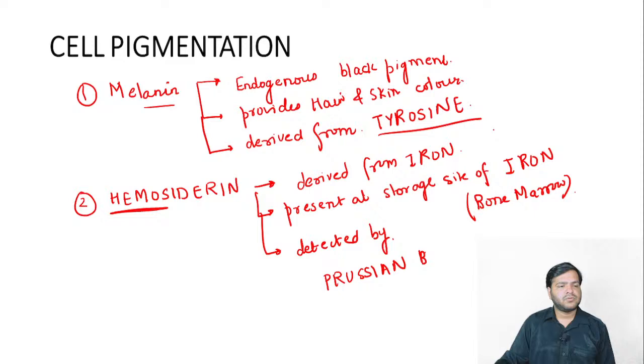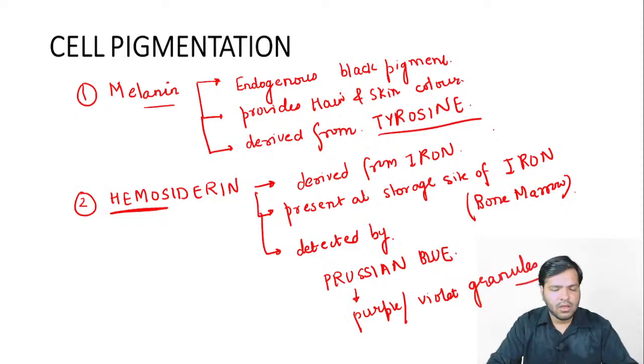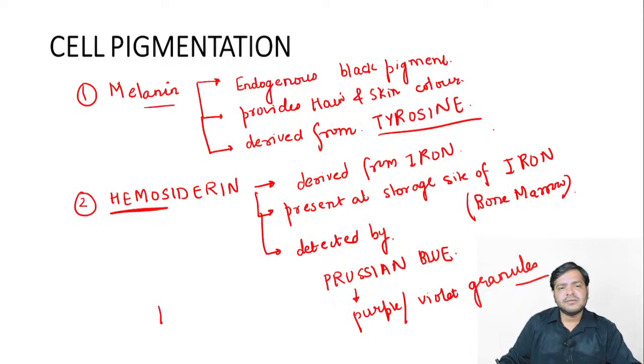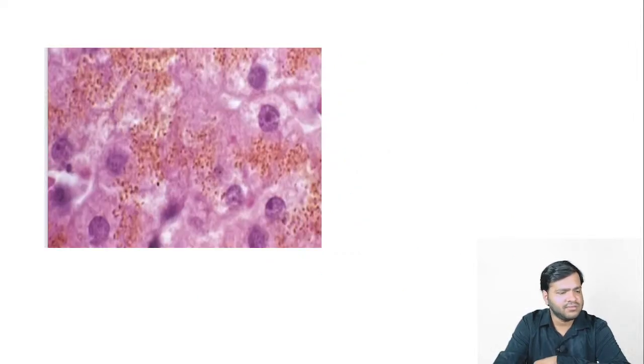Okay. And you already know these Prussian blues are purple or violet granules. And the reaction is known as Pearl's reaction. I'll be discussing it in inflammation also, don't worry about this.